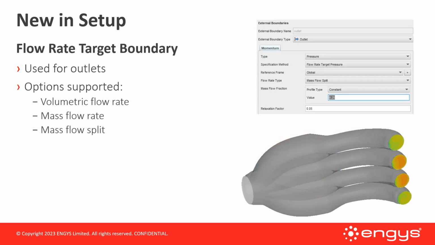We have added a new flow rate target outlet boundary condition whereby the user can specify the target outflow flux on a patch. 3 different options are available to the user for specification: volumetric flow rate, mass flow rate, and mass flow split. The latter option is primarily used for multiple outlet boundary patches where the user can specify the outflow as a fraction of the global inflow for each patch.